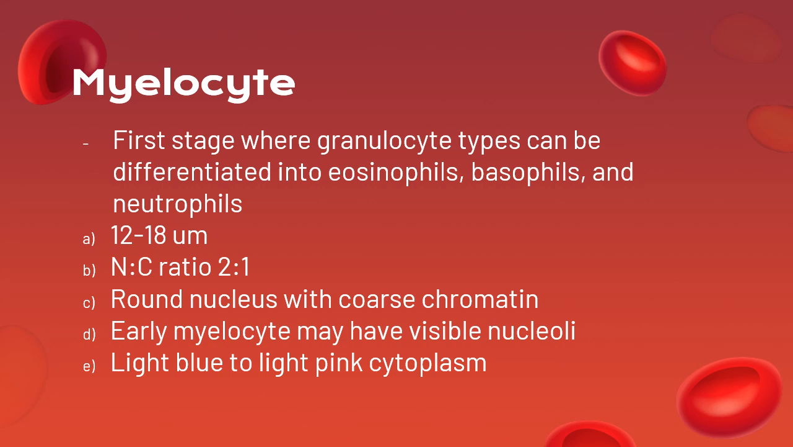And then, myelocyte. This is the first stage where granulocyte types can be differentiated into eosinophils, basophils, and neutrophils. So, pag sinabi granulocyte, silang tatlo yun. Okay?